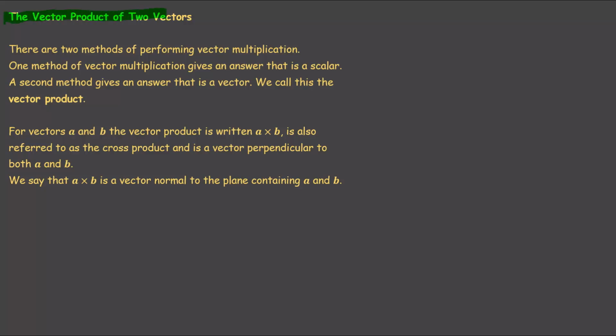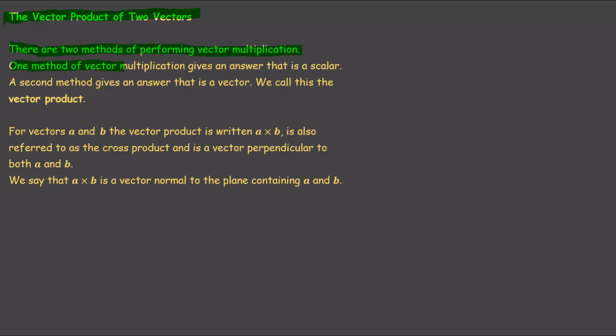The vector product of two vectors. There are two methods of performing vector multiplication. If you look that up, that's not quite true. There are two methods of performing vector multiplication that you need to know about in this course. A quick visit to ChatGPT will tell you that there are many methods of multiplying vectors.